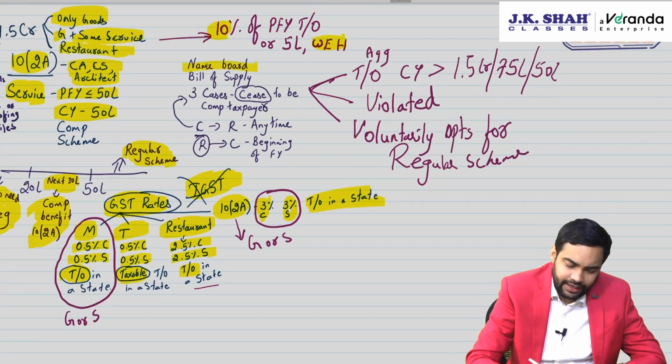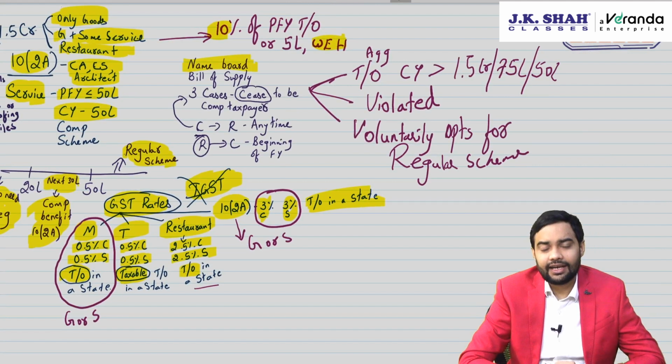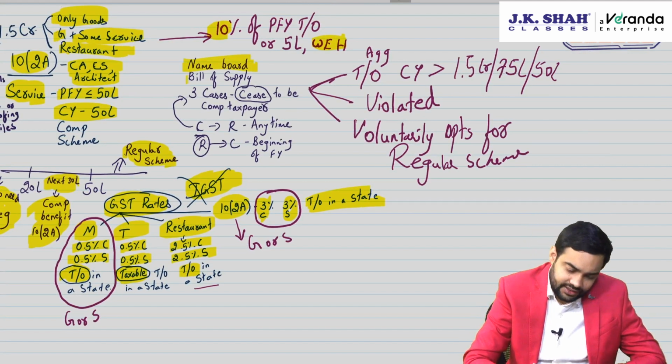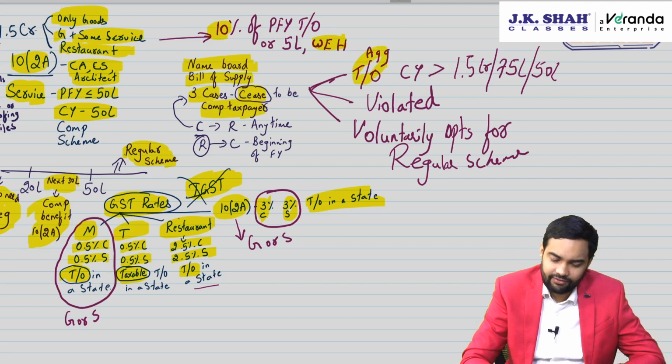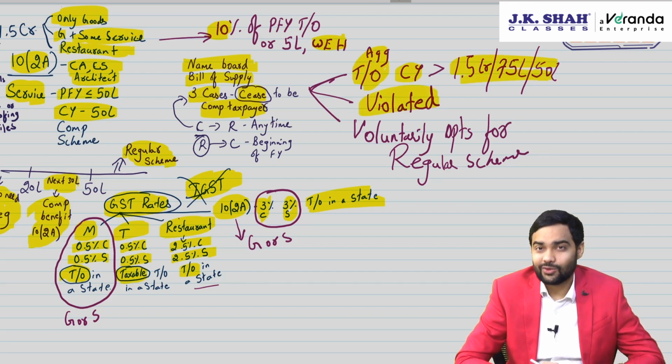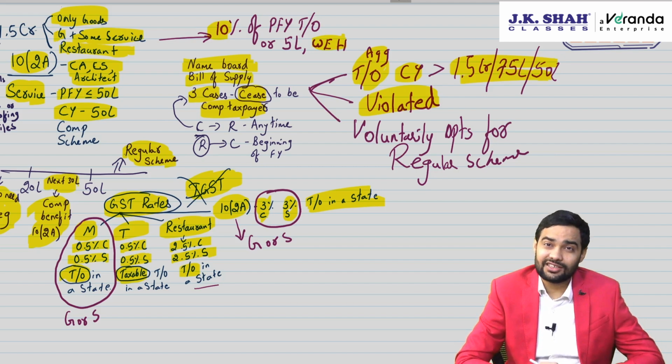The name board has to mention that he is a composition dealer. He does not issue a tax invoice, he issues a bill of supply. There are 3 cases where he ceases to be under the composition scheme, and those 3 cases are: 1. When the aggregate turnover in the current year exceeds the limits. 2. When any condition is violated. Say suppose you make an interstate outward supply, it could be even a stock transfer from one branch to another located in different states, then it will become an interstate outward supply. You will lose the composition scheme.